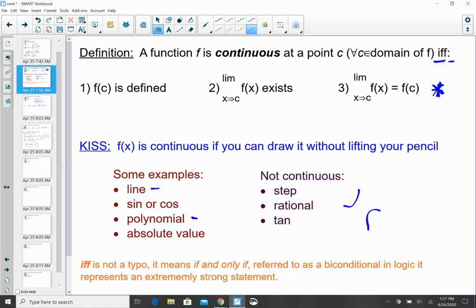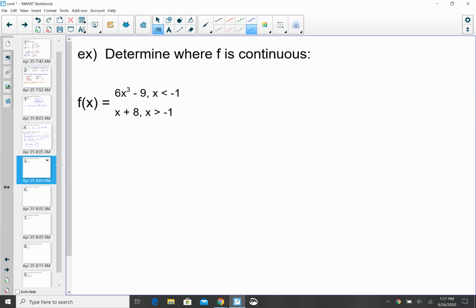Is the function's value defined? All right, well, hold on a second. Independently, we've got a polynomial here and a polynomial here, so they're okay. We just need to find out if, when x equals -1, is it continuous?